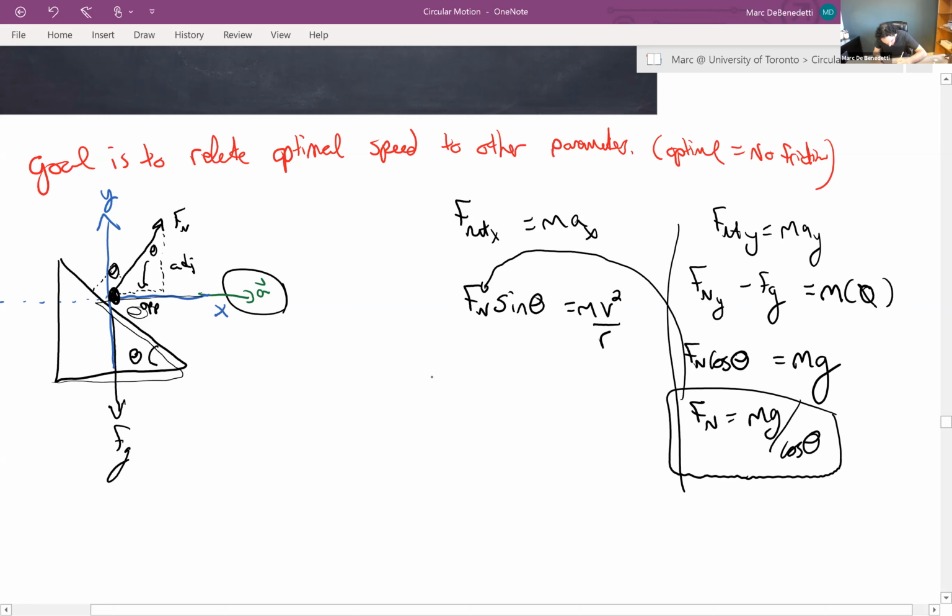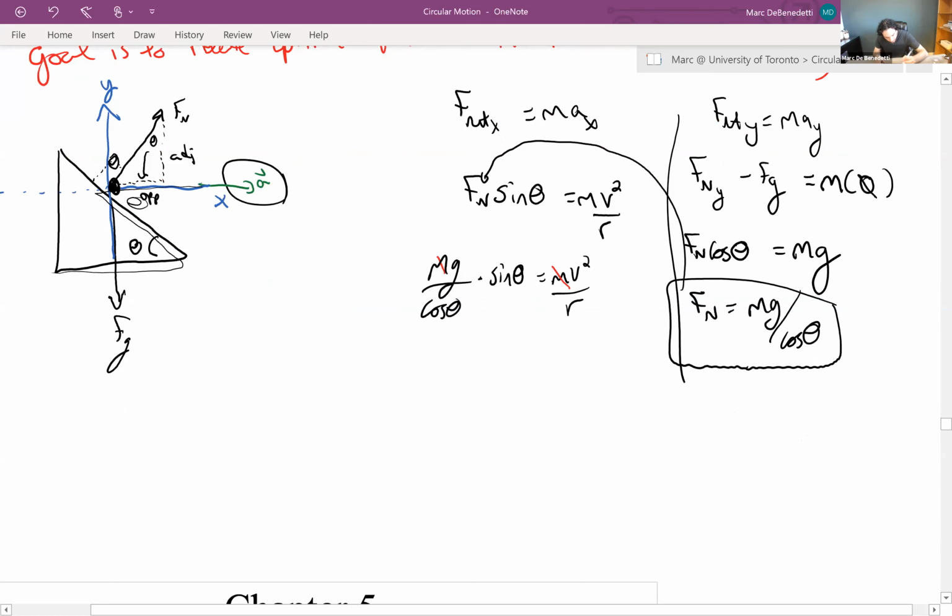So I'm going to get mg over cos theta times sine theta equals mv squared over r. And then as before, we can cancel the m's and we simplify. Let's see what we get here. v squared is going to equal rg tan theta, so v equals the square root of rg tan theta. So there you go.